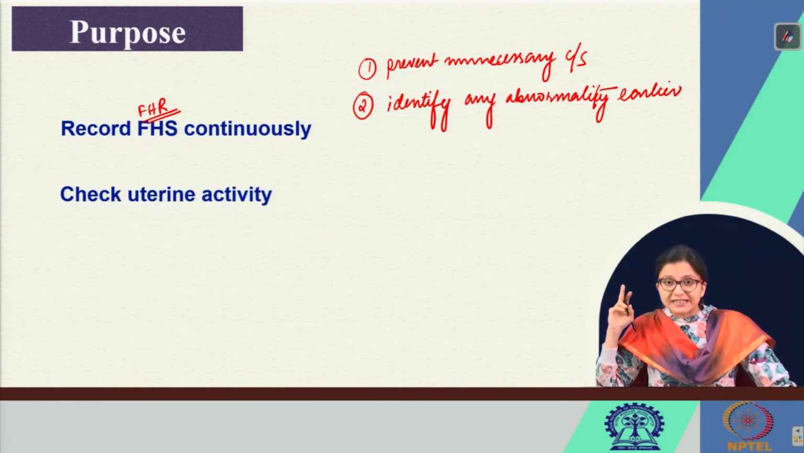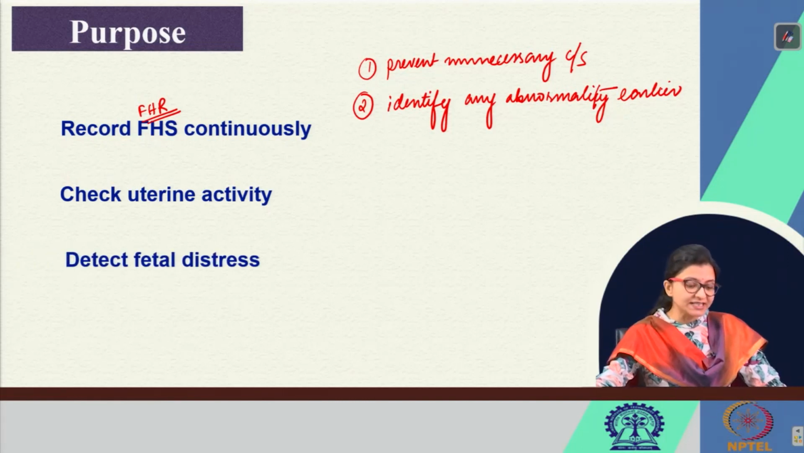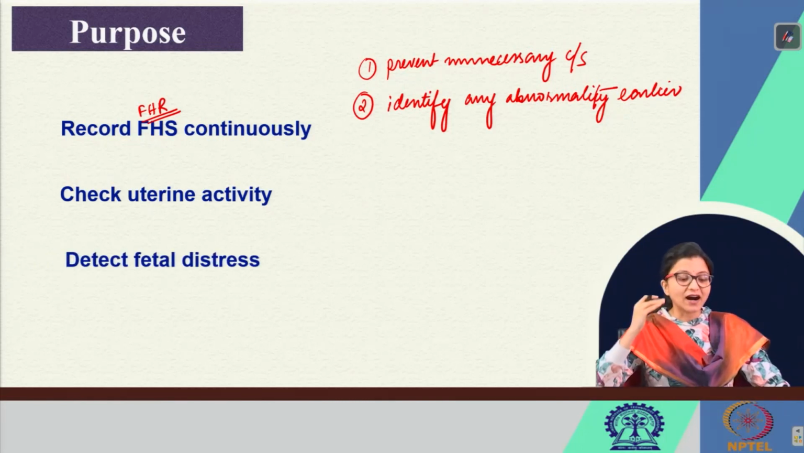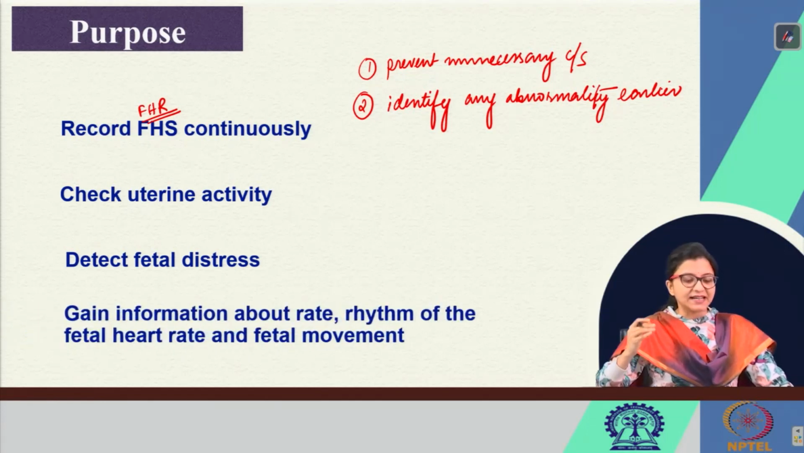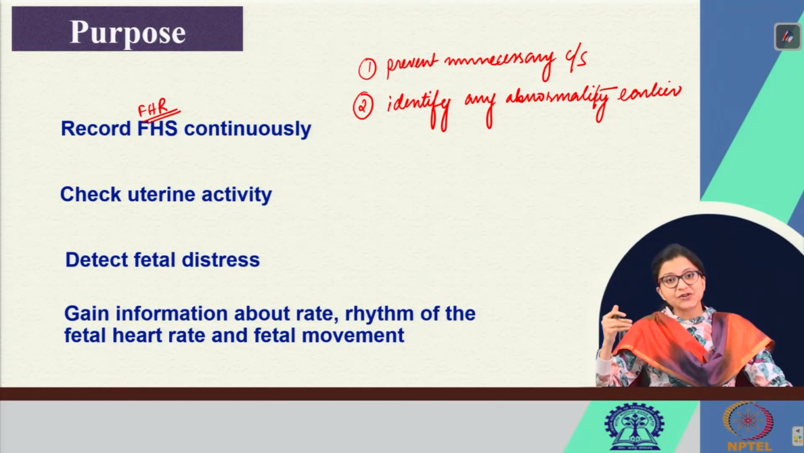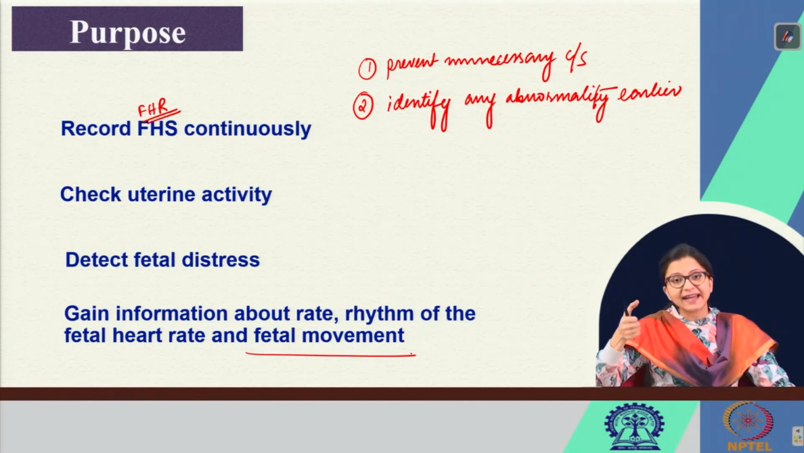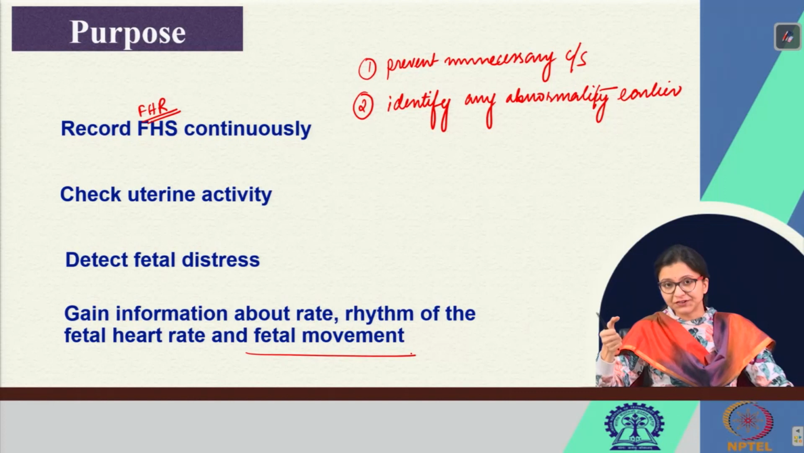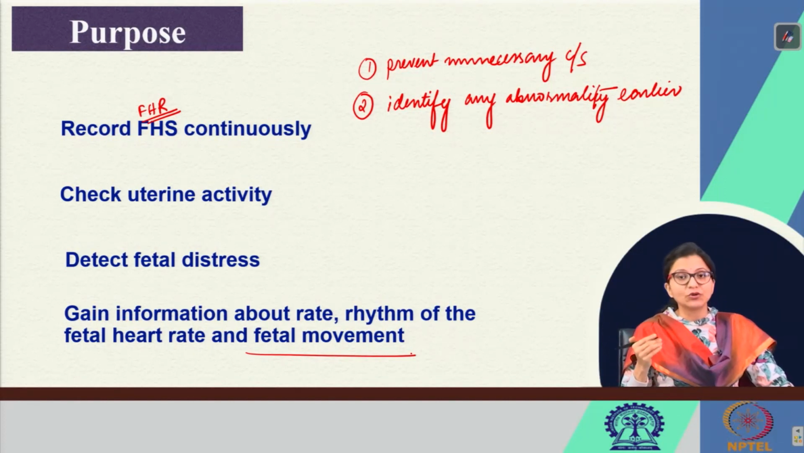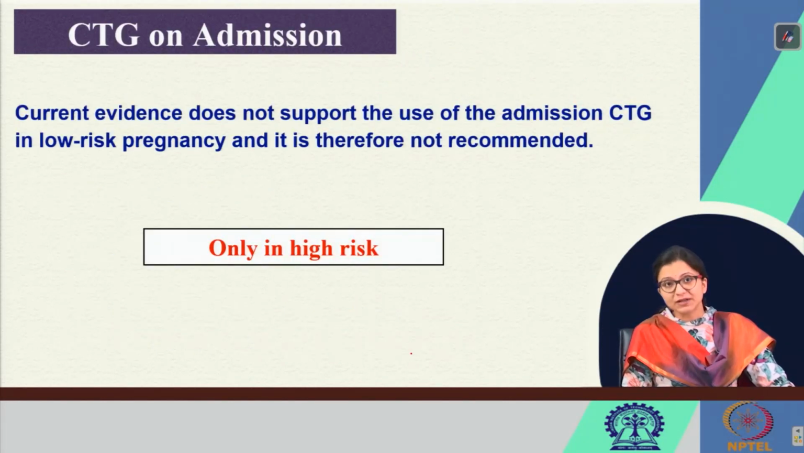So, it helps to monitor the FHR continuously, it helps to check the uterine activity whether it is adequate or not, it helps to detect fetal distress at an earlier stage, and we can gain information about the fetal heart rate, the rhythm, and also about the fetal movement, which is through the handheld probe present with the mother, right. So, all this information we get from a CTG.